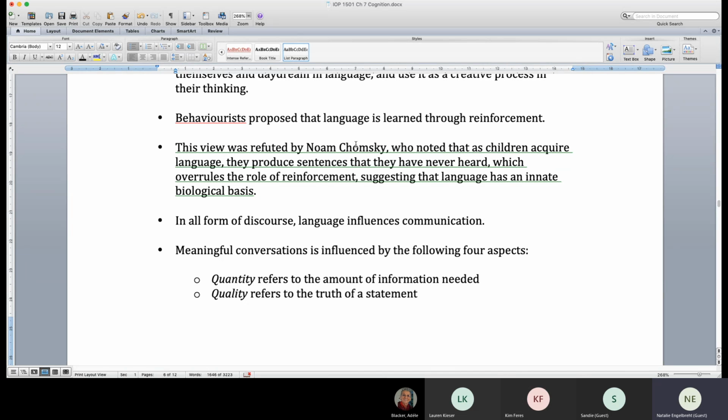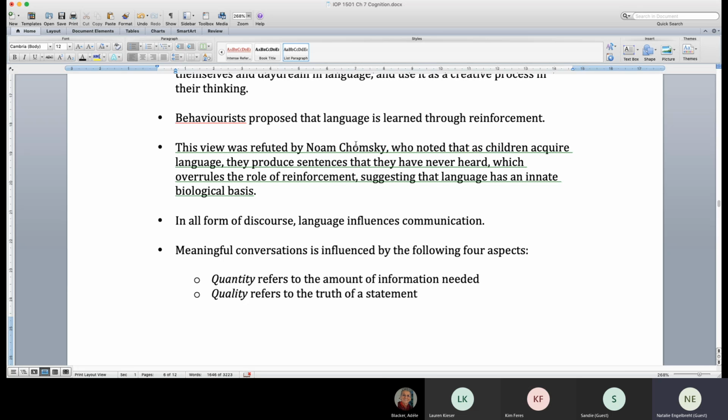So the jury is out in terms of, do you support the behaviorist view on language and language acquisition, or do you support the Chomsky view that language is actually a biological function, which is interesting. In all forms of discourse, language influences communication.